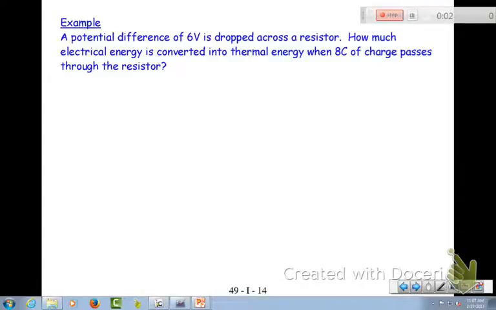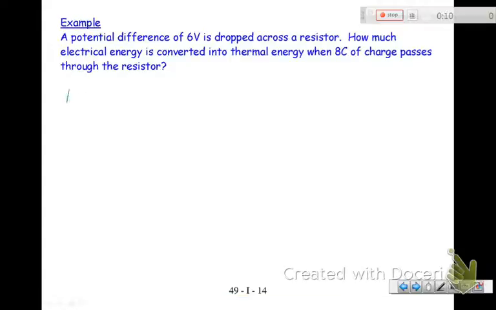A potential difference of 6 volts is dropped across the resistor. How much energy is converted to thermal energy when 8 coulombs of charge passes? So, multiple choice: you add the two of them together, that's 14. You take the two of them apart, that's 2. You multiply the two of them, that's 48. And you divide them, that's 1.33. Then you get your units right, so this is going to be joules.